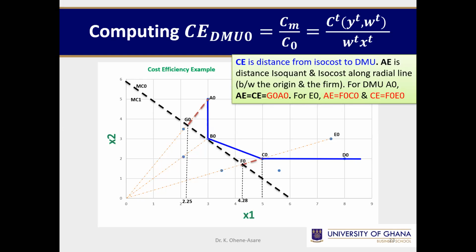You see, I deliberately left out D so that I did not draw the radial line for D, so that you can use your own imaginary eye to be able to get it. But what about E? What would be the cost efficiency for E? Doc, please, E would be 4.28 over 7.5.